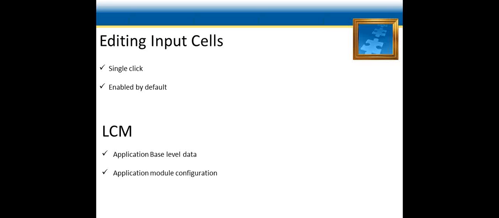The next feature is the lifecycle management, that is LCM. Now for the Hyperion Financial Management artifact, the new artifact has been introduced in the HFM 123, and that is application base level data and the application module configuration. In addition, modified by and the modified date properties are now also included for all the artifacts.